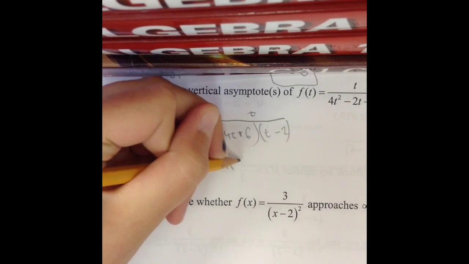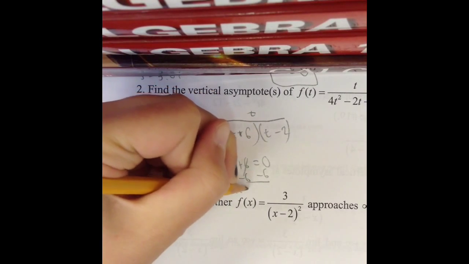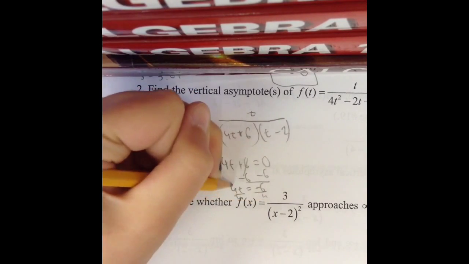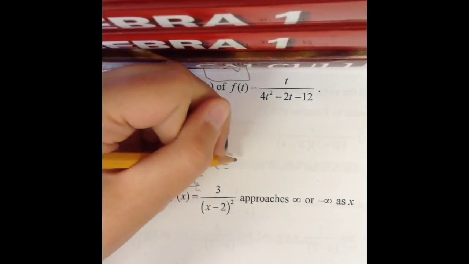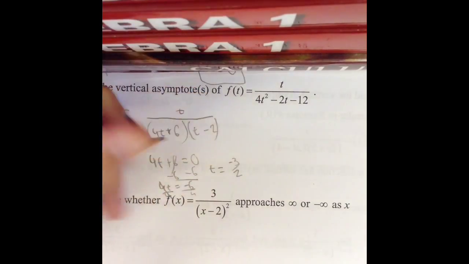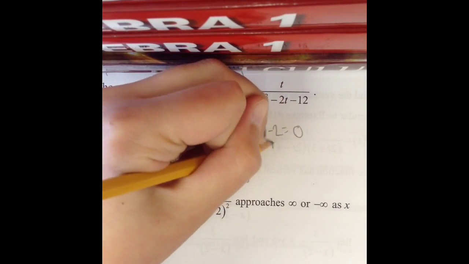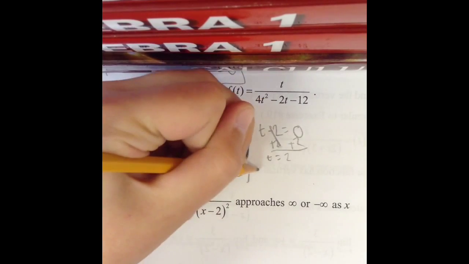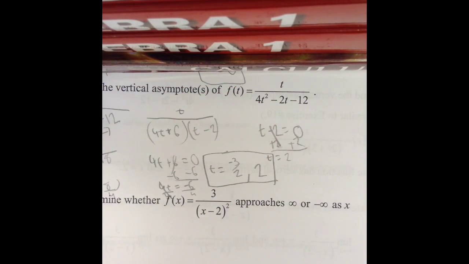So 4t plus 6 equals 0. You have to subtract 6 on both sides. 4t equals negative 6. And you have to divide both sides by 4. So t equals negative 6/4, or negative 3/2. And let's do our other equation now. t minus 2 equals 0. You just have to add 2 to both sides. So t equals 2. So we now know that the vertical asymptotes of this function are negative 3/2 and 2.